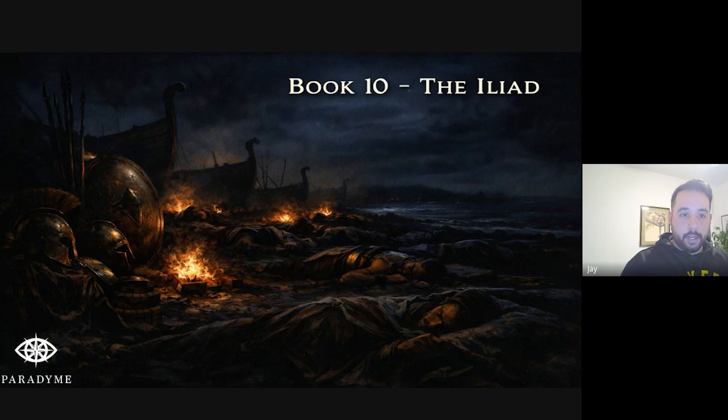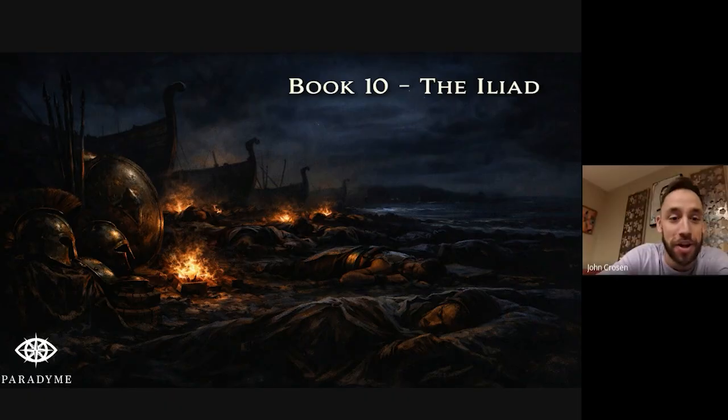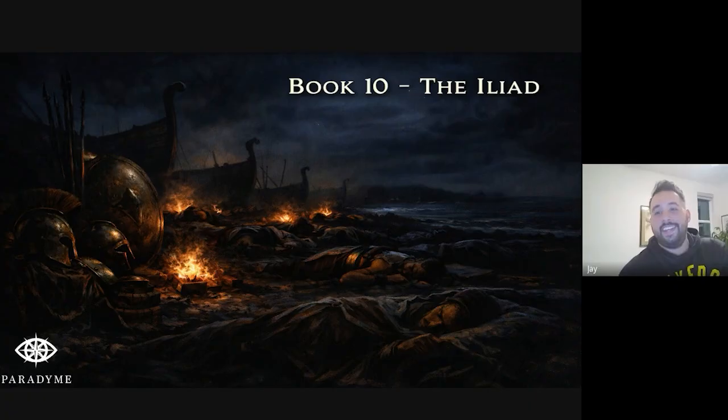I am still getting everything loaded up here, so all good. Bro, it looks like a loading screen for a video game, Assassin's Creed type stuff.